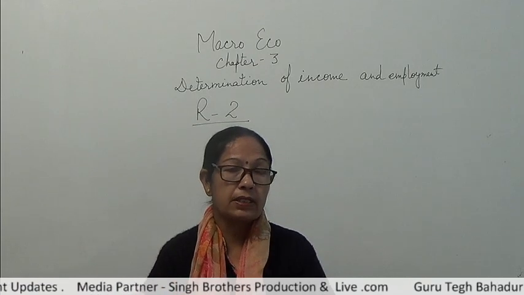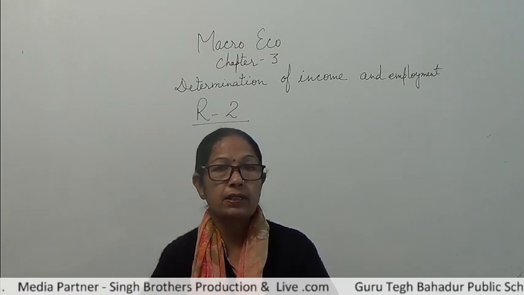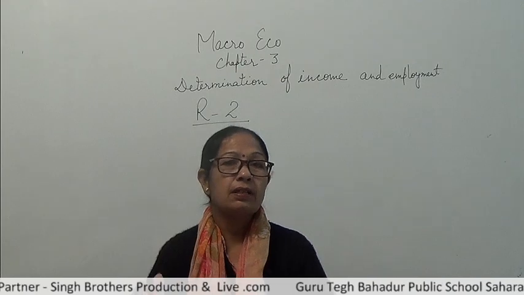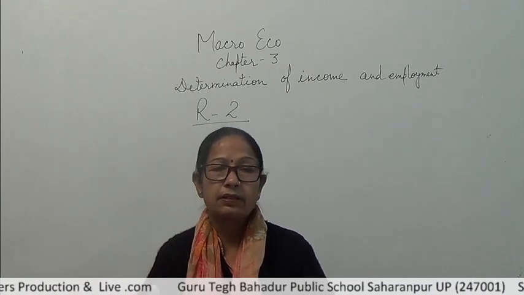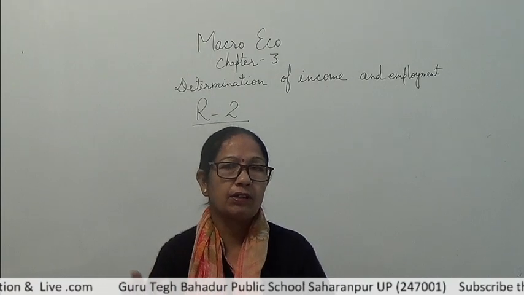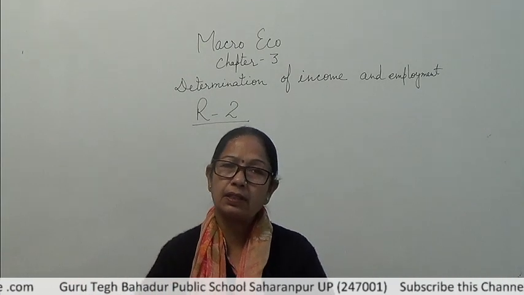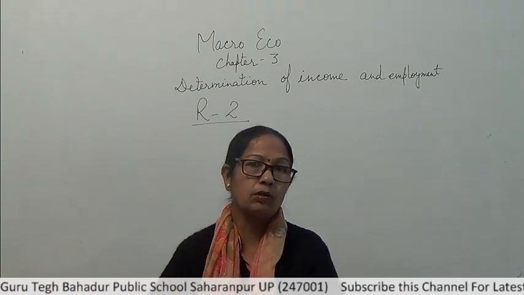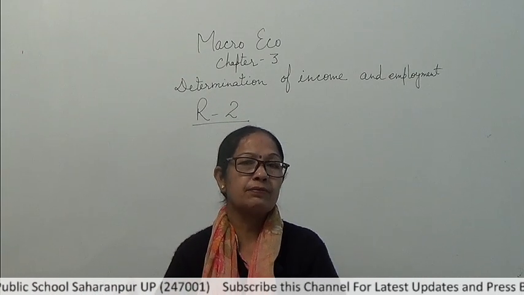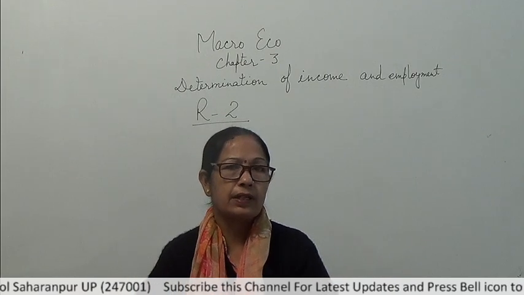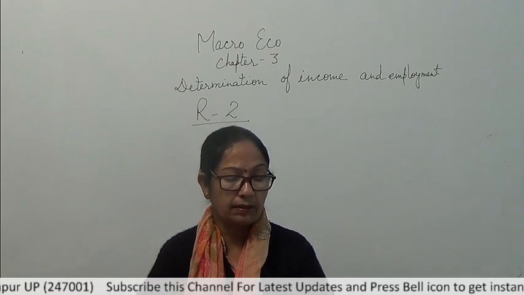Students, autonomous consumption is there, autonomous investment is there. What does the word autonomous mean? Autonomous means independent, irrespective of level of income, which has no relation with income. Even if income is low, it will be there, maybe it's consumption or investment. Even if income is high, it will be there. It is done by government sector.